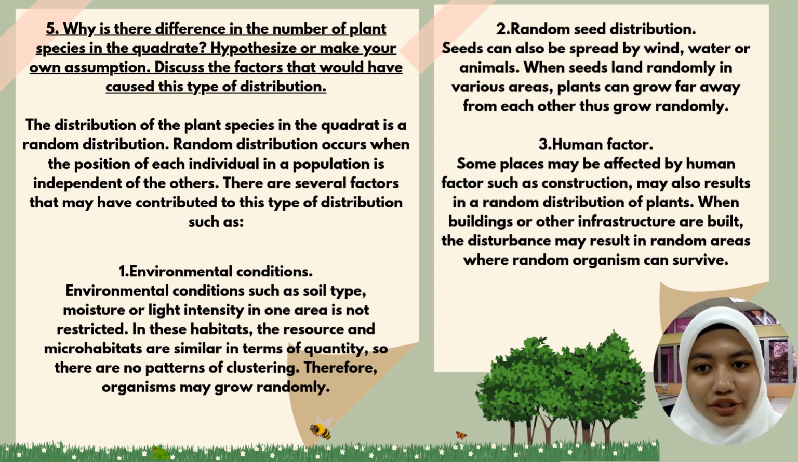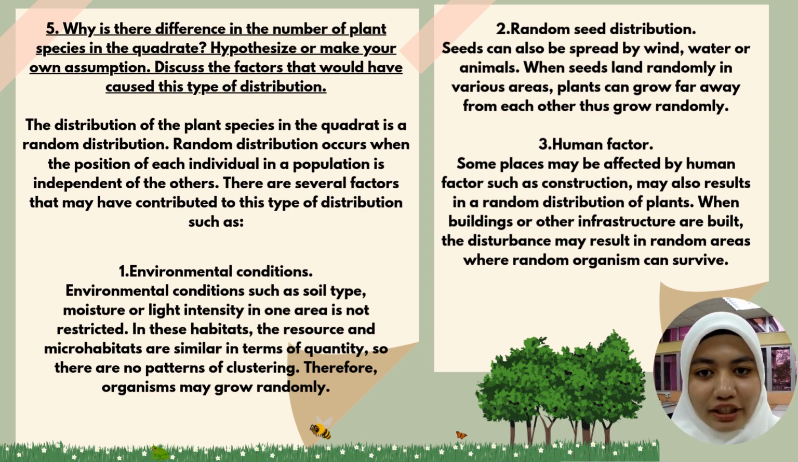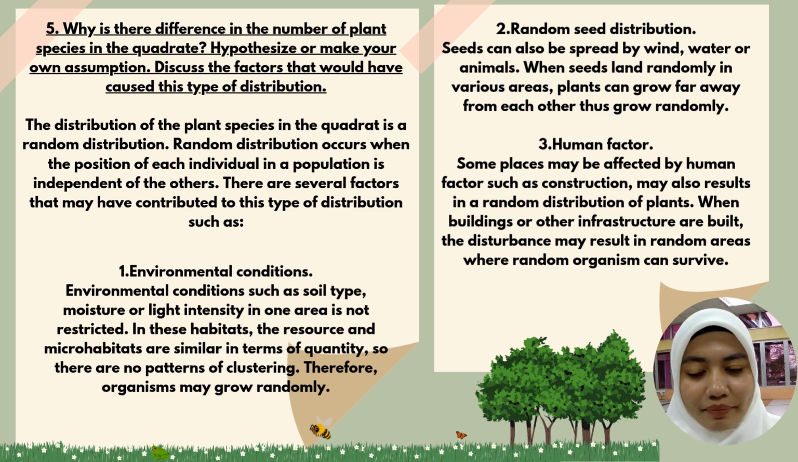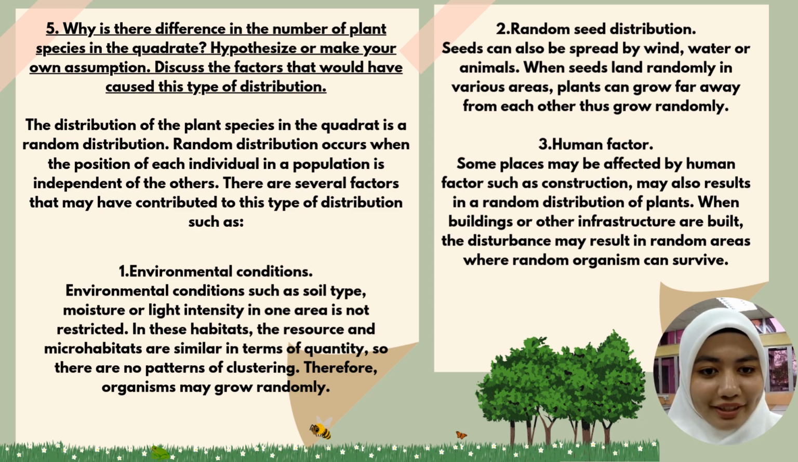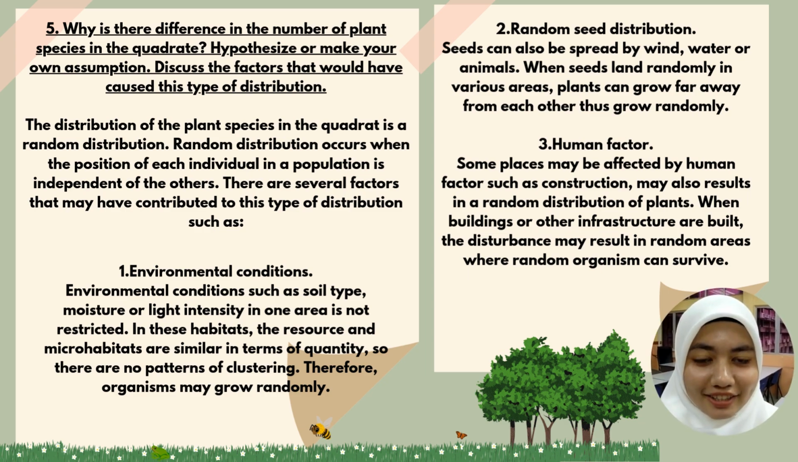Last question, the distribution of the plant species in the quadrat is a random distribution. Random distribution occurs when the position of each individual in a population is independent of the others. There are several factors that may have contributed to this type of distribution, such as first, environmental conditions. Second is the random seed distribution, and the last one is human factor.